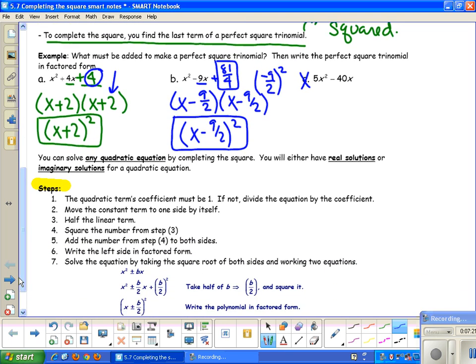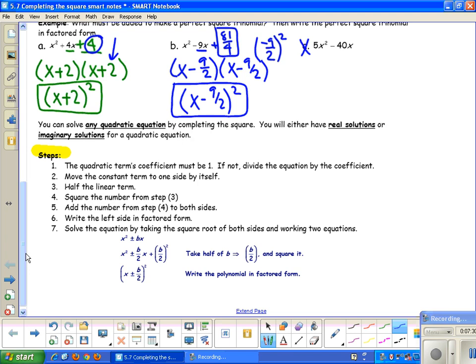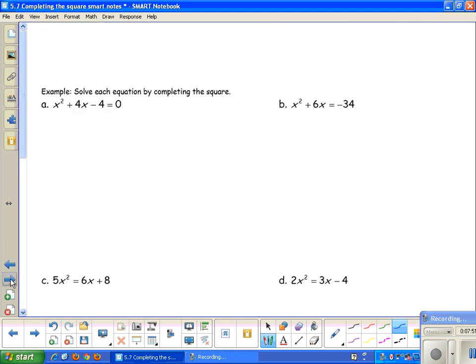So you can solve any quadratic equation, again, by completing the square. You will either have real solutions or imaginary solutions for a quadratic equation. Now, these are the steps that we're going to do in order to complete the square. So remember that the coefficient must be 1, if not, divide by that coefficient. Move the constant term to one side by itself. It's always half the linear term, and then you square the number from step 3. And then we're going to add it to both sides, write it in factored form, and then solve the equation. Those are the next steps that we're going to do.